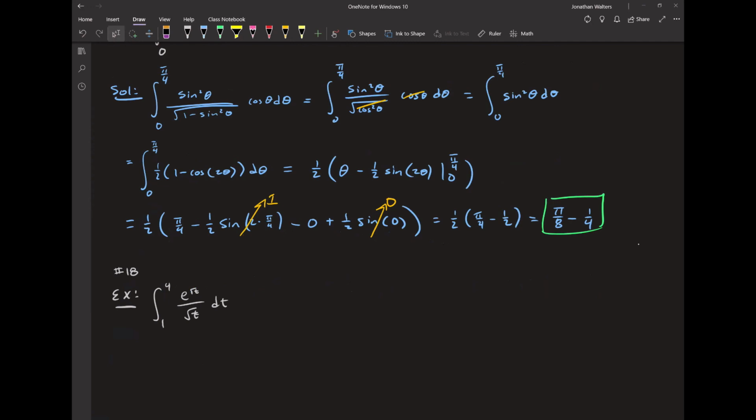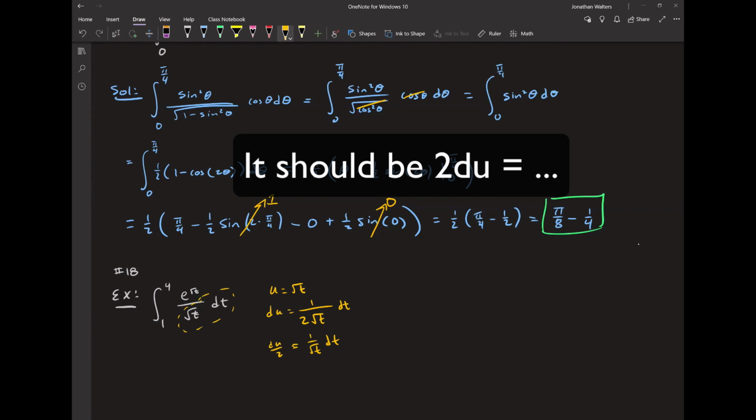Let's see. Derivative of square root of t is 1 over 2 square root of t, so I kind of have the derivative of square root of t there already. So I'm going to do a u sub: u equals square root of t, du equals 1 over 2 square roots of t dt. So I have the 1 over square root of t, so I need to say du over 2 equals 1 over square root of t dt. That's du over 2.